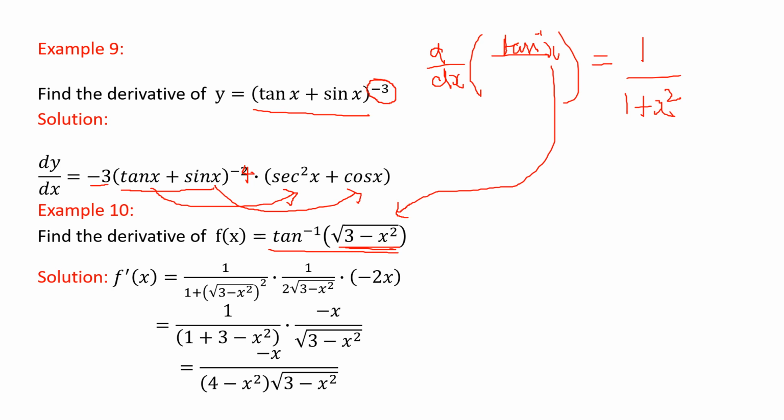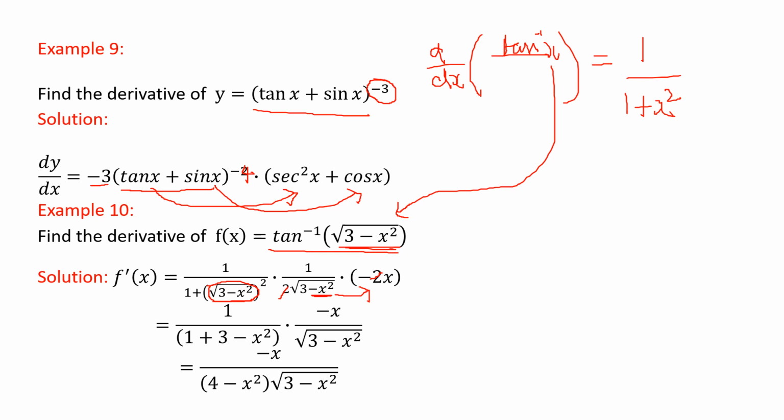So the derivative will give you 1 over 1 plus (square root of 3 minus x squared) the whole power 2, multiplied by the derivative of this one, square root of 3 minus x squared. This will give you 1 over 2 times square root of 3 minus x squared, followed by the derivative of the inside term, minus x squared, which will give you minus 2x. By simplifying this, we will cancel 2 and 2. That will give you minus x by square root of 3 minus x squared.